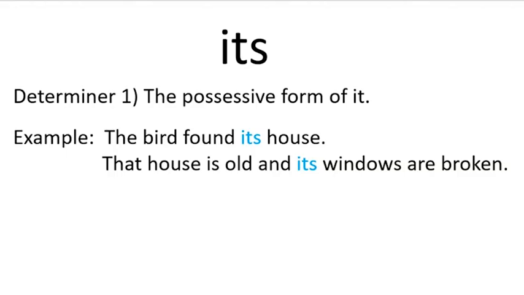The next two words are it's and its. Now, these two, even I confuse, and until today, I didn't even know how to use them correctly. Now, of course, I do. The first its is the its without the apostrophe, and this is a determiner. It's basically the possessive form of the word it. So, as an example, the bird found its house. The bird found the bird's house. That house is old and its windows, the house's windows, are broken.